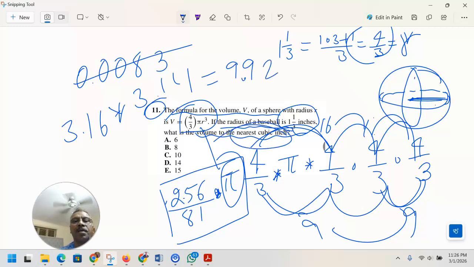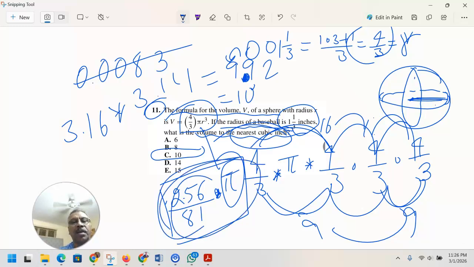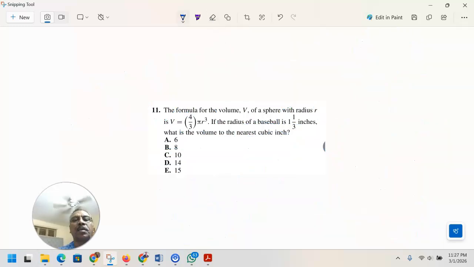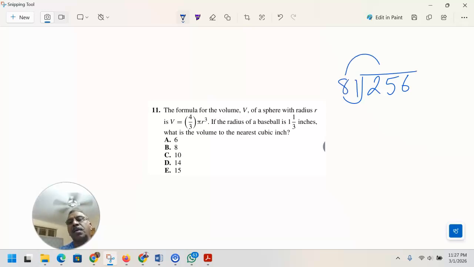And you have to round it to the nearest inch. So I have to increase this one by 1, so it becomes 10. And that's how I get the answer. I'm sure they will allow you to use the calculator for this. Otherwise, it will take a long time to divide 256 by 81. So anyway, they will give you the calculator.